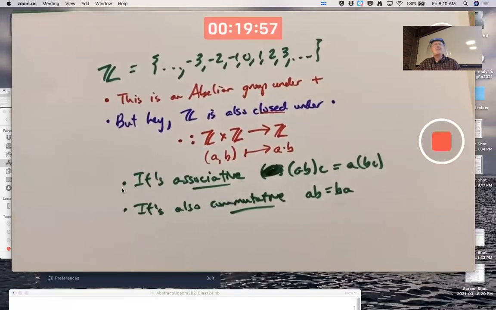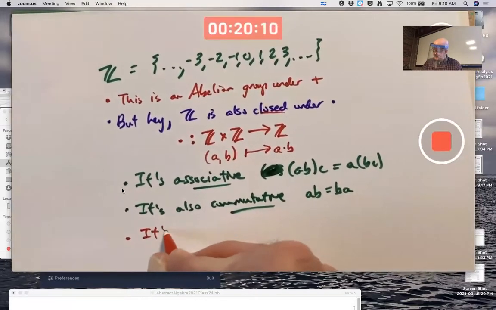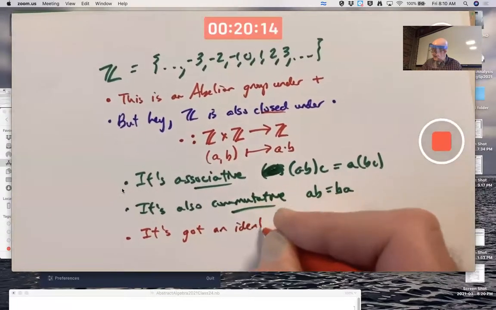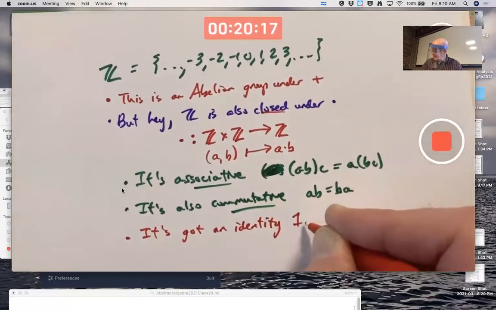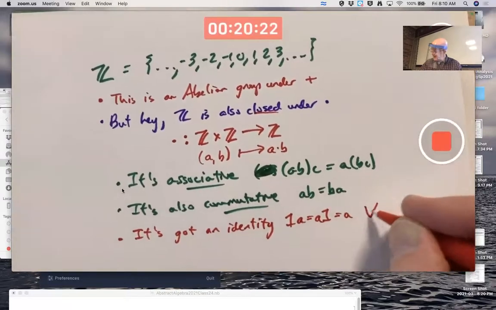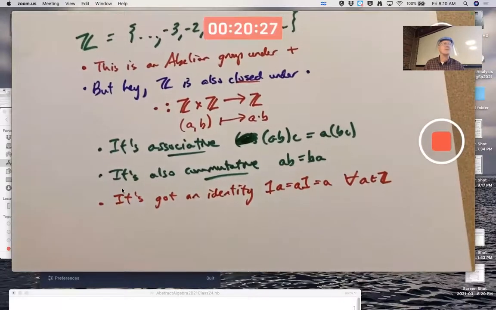Does it have an identity? Zero? One, yeah. It's got an identity under multiplication. One times A equals A times one equals A for all integers A. Oh, it must be a group under multiplication. Or not? Is it a group?